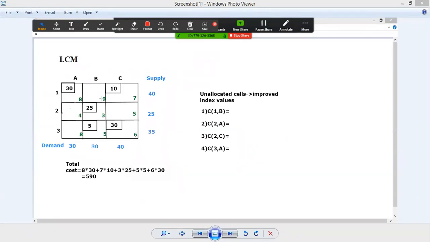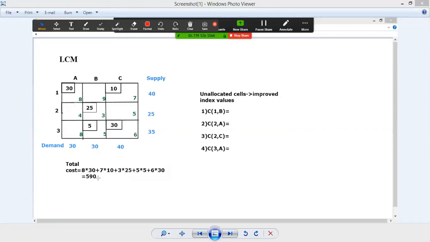Now let us consider the same problem which we have solved using the least cost method. We have found an initial basic feasible solution for this particular problem. The total cost which was obtained by using this least cost approach was 590. This is the initial basic feasible solution, and this will be the starting solution for the stepping stone approach. We need to find out whether this particular solution is optimal or not by using the stepping stone approach.